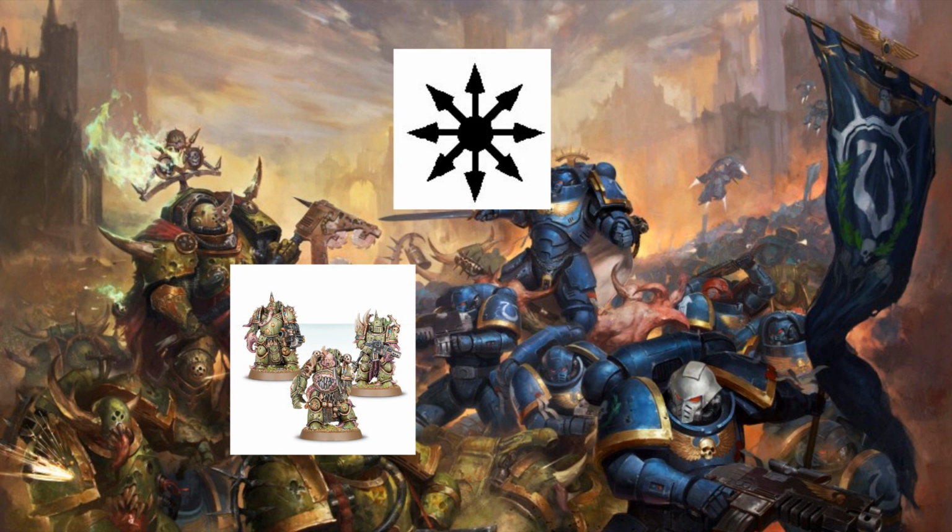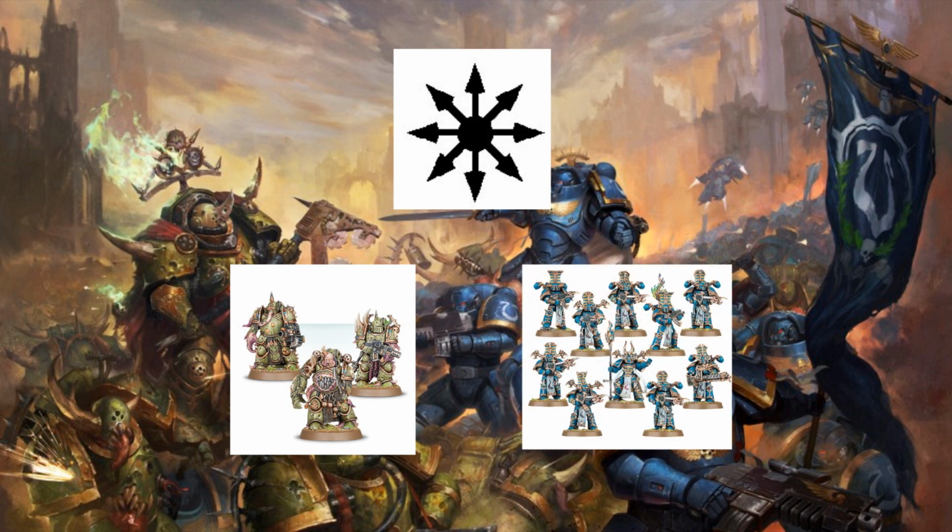So now I want to add another patrol detachment, but this time of Thousand Suns. Everything in the Thousand Suns detachment shares the Thousand Suns keyword, so they can all be together, but they also share the Chaos keyword, making these two detachments a valid Chaos army.